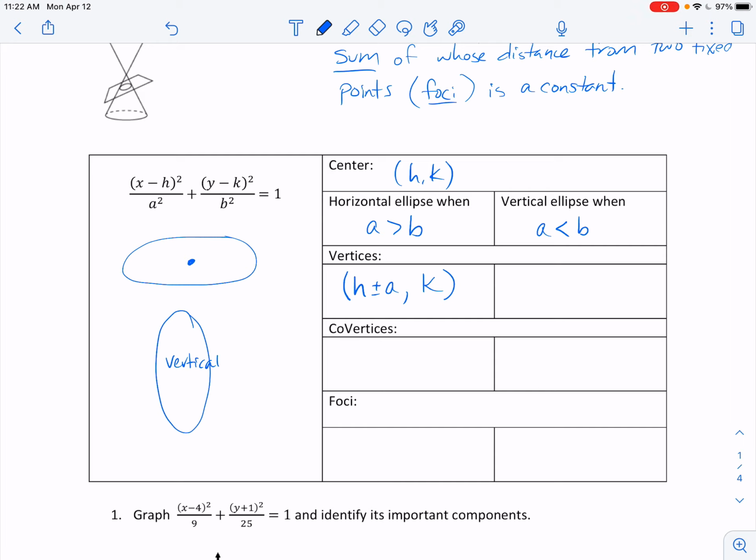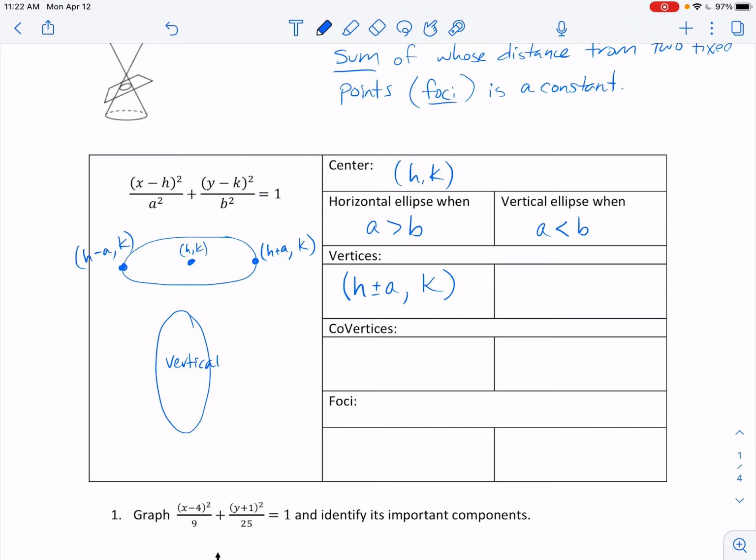We have taken this point HK, and now I have moved out to my vertices on my major axis, and I have moved out A units. So it's H plus A, but my Y value did not change. And then over here, I now have an H minus A and then a K value for the same Y.